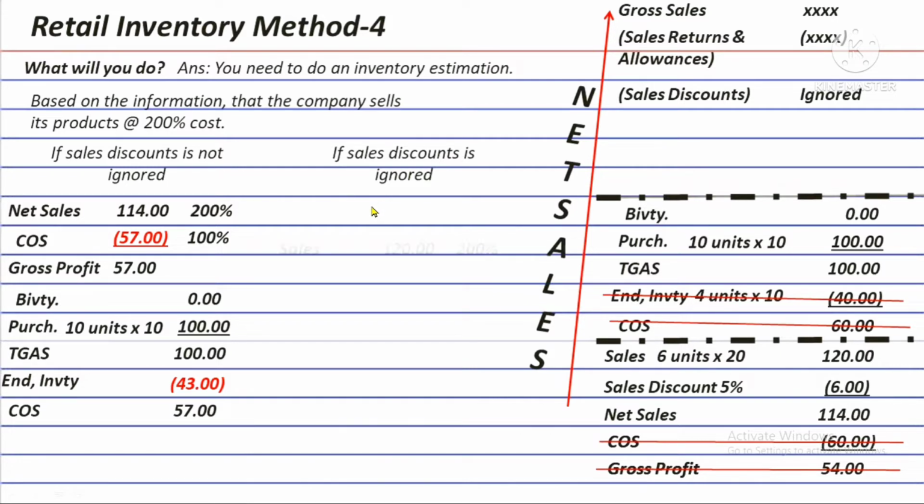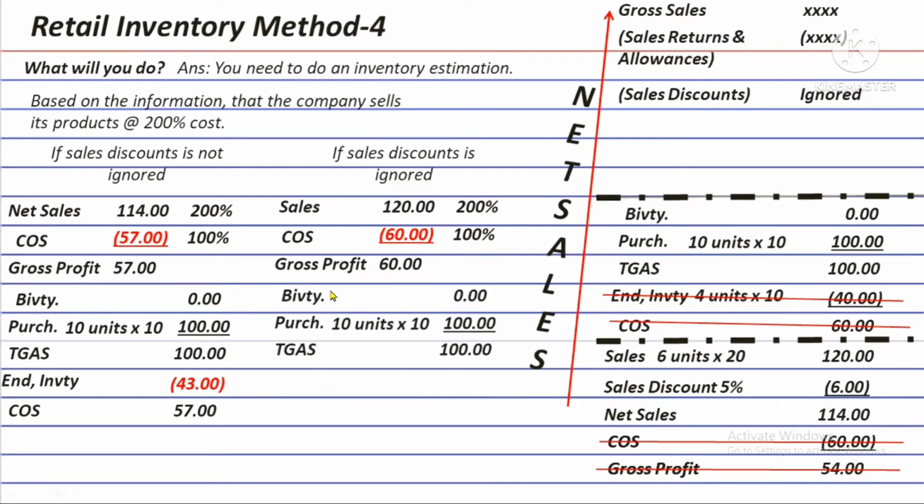If that's the case, now the sales will be 120. There is no deduction of sales discount. It is the gross sales of 120, and we're going to use that. Since again, this is 200% of cost, then just divide the 120 by 2 to get the 100%, which is the cost of sales. The answer is 60, and the gross profit will also be 60. That's 120 minus 60. So let's use this cost of sales of 60 to work back.